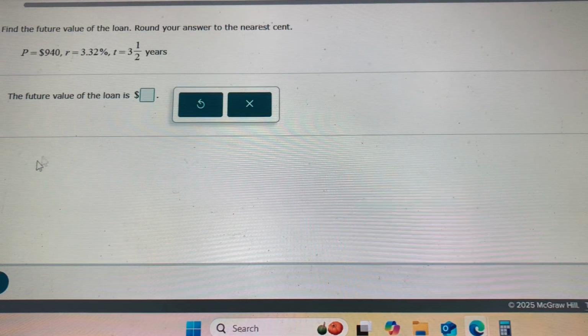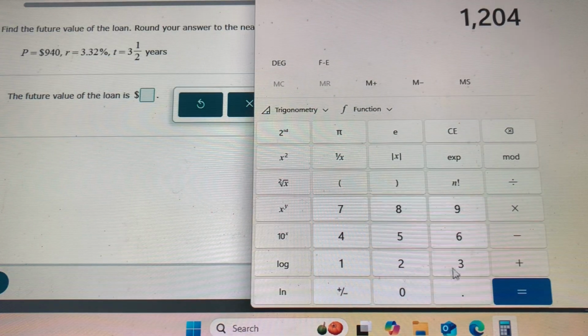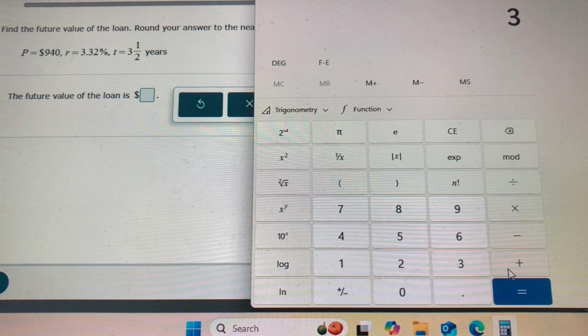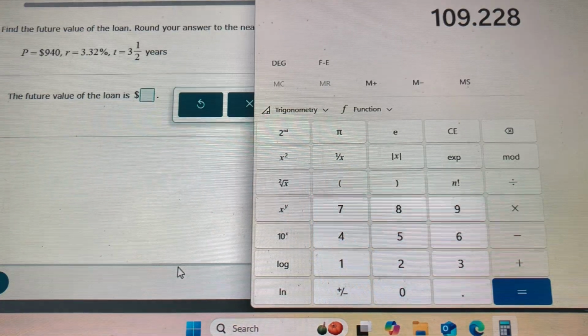Okay, same thing, except they're doing 3.5 this time. So 3.5, if you want to do this here, you can go 3 plus a half, literally 3 plus a half. The time is 3.5 years. So do the 940 for the principal amount. Move this decimal over twice and make it 0.032. And then multiply by 3.5 for the years. There's the interest.